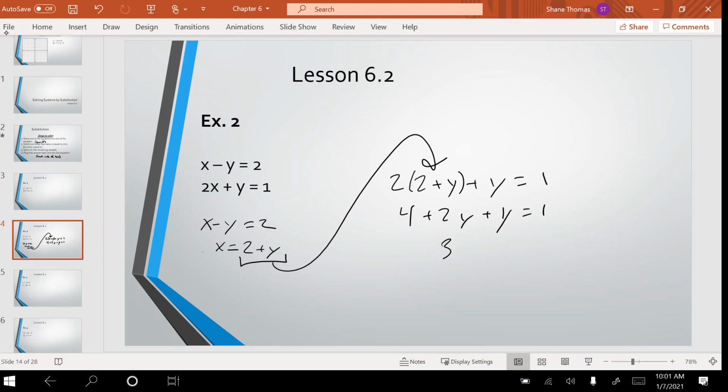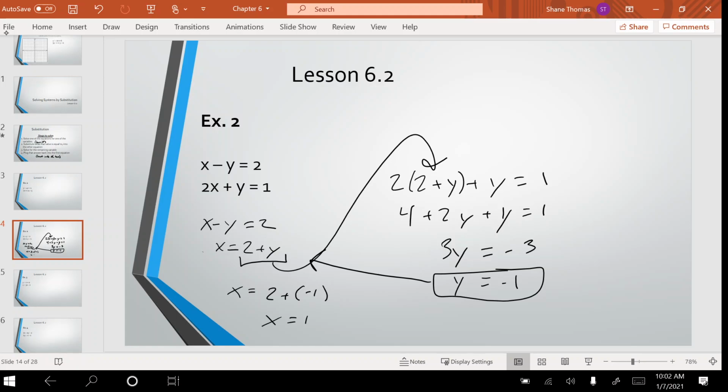Combine like terms. I have 3y equals, I'm going to subtract the 4 over, negative 3. So y is going to be negative 1. Put it back in the box. x equals 2 plus a negative 1. So x equals 1.